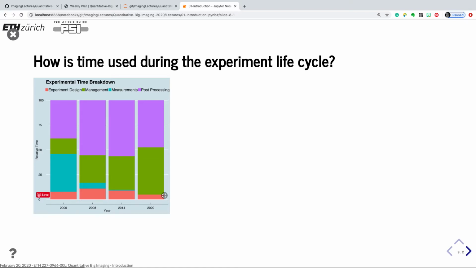Typically, over the years, the share of how much time is spent on what has changed. In the beginning, there was a lot of time spent on experiments, and the post-processing was almost nothing. Not almost, but it's like a third here. Today, the acquisition almost takes no time at all, but the complexity of the data makes it a really large fraction for data management and post-processing. So all this has changed over time.